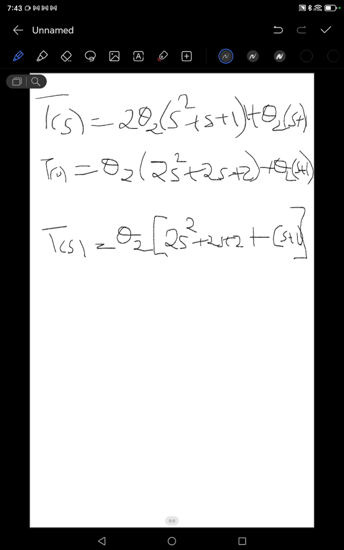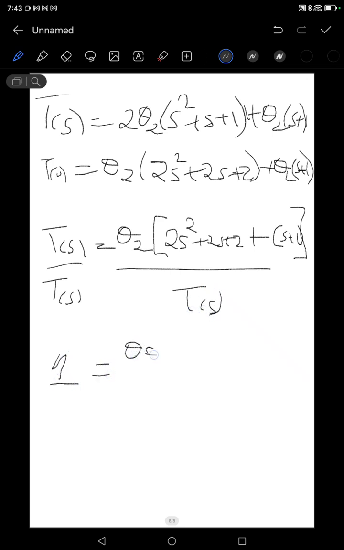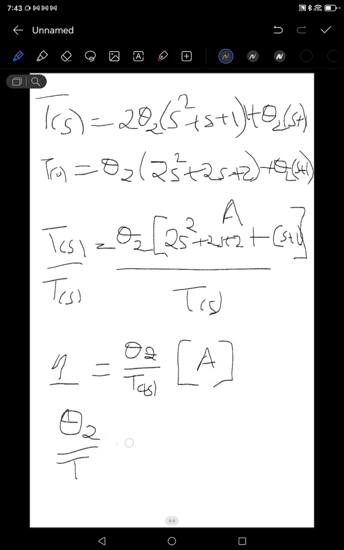Okay, and then now we can get what? Theta 2 over T. So to get theta 2 over T, we're going to divide both sides by T. So we're going to have T of S divided by T of S, and this side we're going to be left with 1. And then here we're going to have theta 2 over T of S multiplied by this. Let's say this is A, multiplied by A. Okay, and therefore we're going to have theta 2 over T as 1 over A. Remember, our A is 2S squared plus 2S plus 2 plus S plus 1 like this. Okay, so this is how we do the rotational.